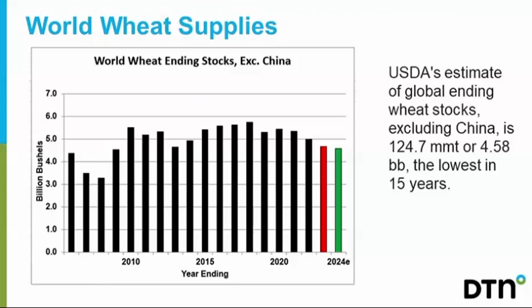World wheat supplies, here again we use the metric which excludes China and takes a look at USDA's estimate of world wheat ending stocks. For the new season, that total will be 124.7 million metric tons, or as we refer to it here in the U.S., 4.58 billion bushels. If true, that'll be the lowest in 15 years. So we have U.S. stocks estimated at the lowest in 16 years, world wheat stocks estimated at the lowest in 15 years, and I guess I should add International Grains Council is estimating the lowest world wheat stocks excluding China in 10 years. So they seem to be very close to on page with what USDA is saying.